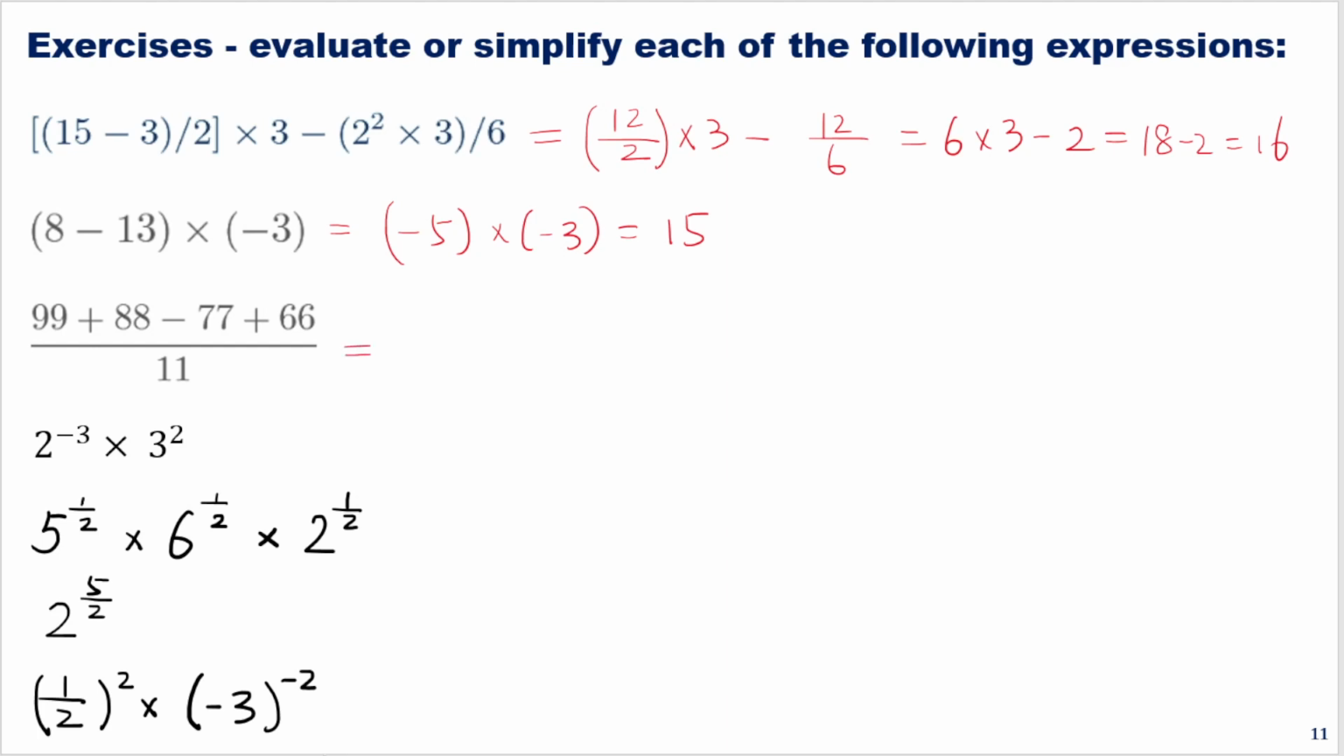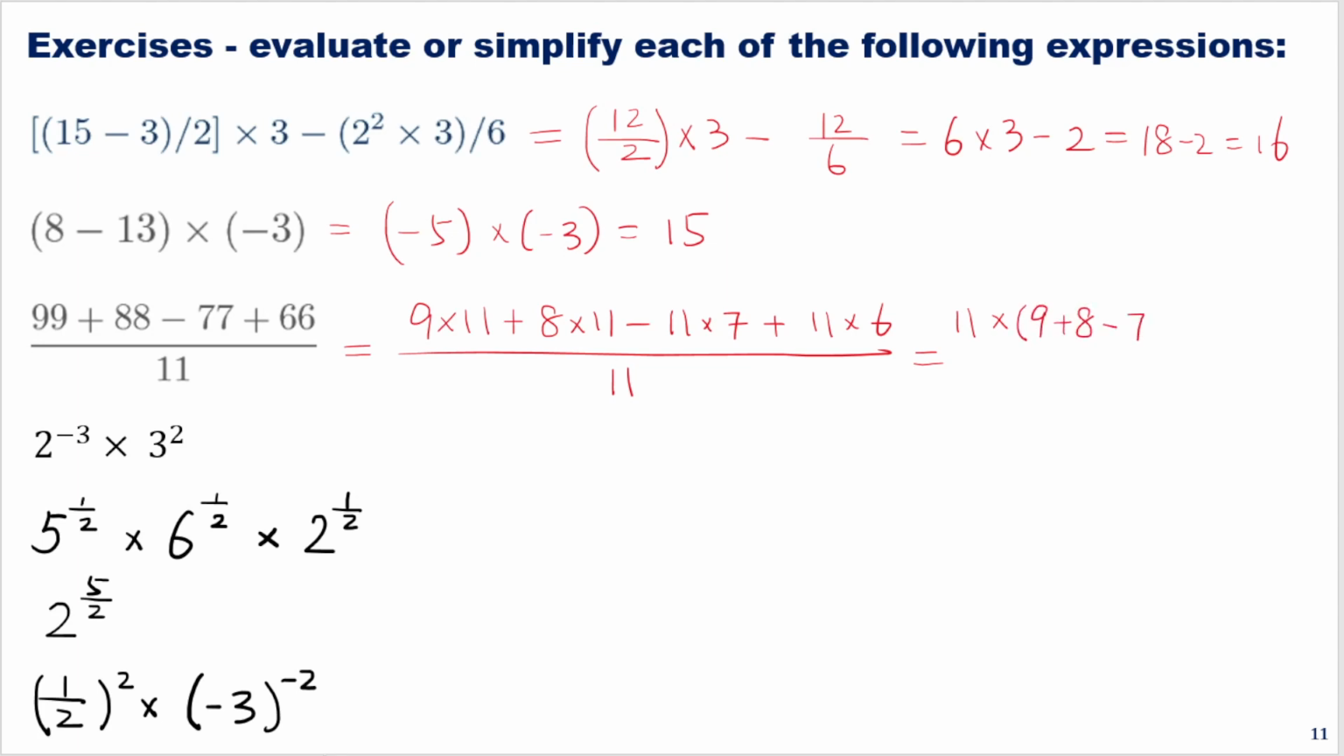Okay, next one, we have two different ways to calculate that. Of course, you can find the sum of these numbers first, then divide it by 11, right? Otherwise, you could also factorize each number to 9 by 11 plus 8 by 11 minus 11 by 7 plus 11 by 6. Then, as you can see here, we can cancel 11. First, put 11, the common factor in front, then we have 8 plus 9 minus 7 plus 6, right? Divided by 11, then we can cancel 11 here. Then we get 16, right?